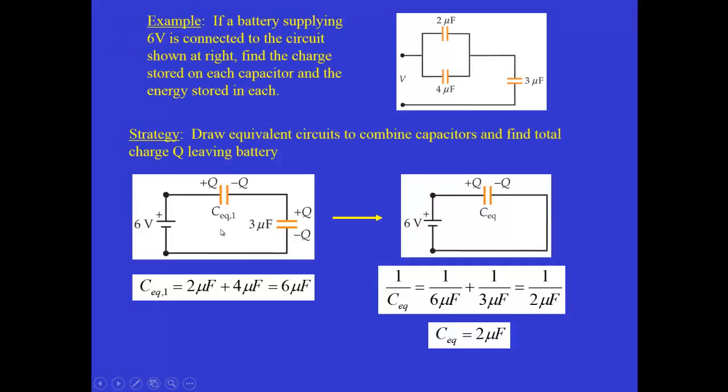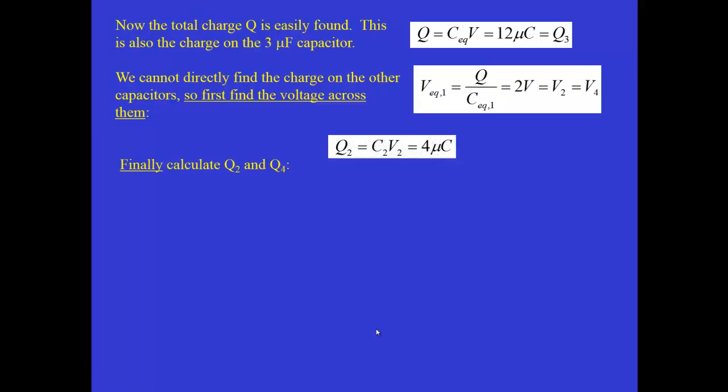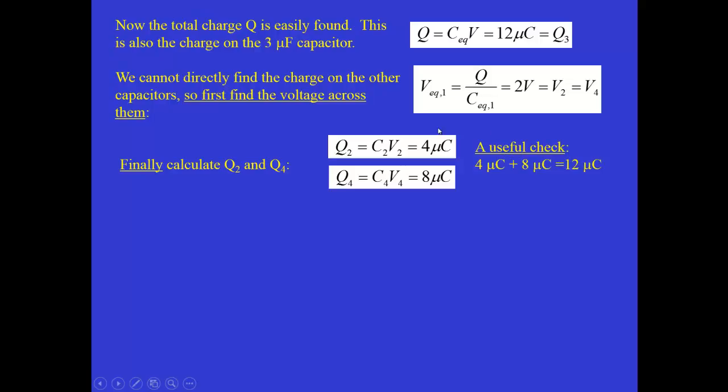That means, if I go back for just a second, now we have found out there's 2 volts across that equivalent capacitor. Or there's 2 volts across the 2 microfarad and the 4 microfarad capacitors. So that'll allow us to find those 2 charges. 2 volts times 2 microfarads is 4 microcoulombs. 2 volts times 4 microfarads is 8 microcoulombs. So now we have all 3 charges. We've got 12 microcoulombs on capacitor C3, and then 4 and 8 on the other two. And there's a good check because we know that the sum of Q2 and Q4 has to equal Q3. We said that already. So that's a useful check on our work.